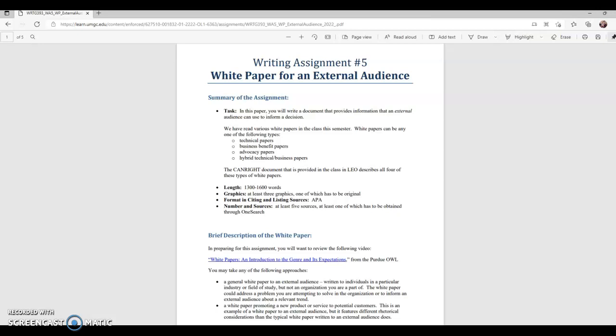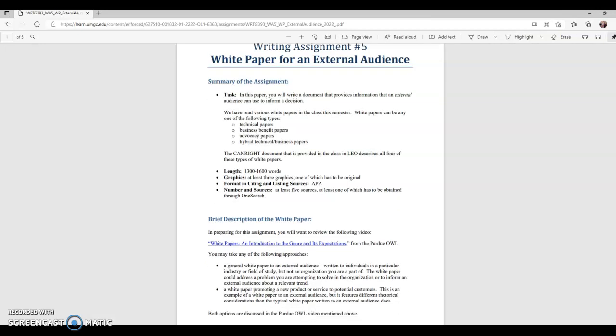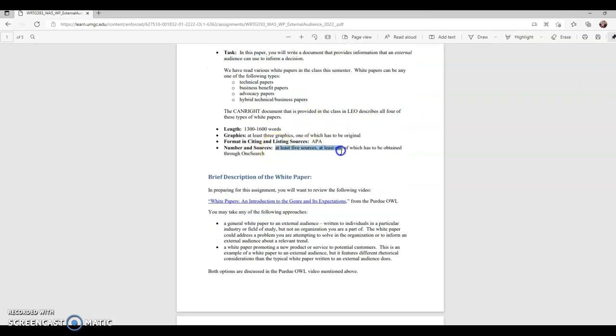Format: you're going to be citing your content in APA style. You will have 5 sources. One needs to be through OneSearch, and let me amend this note. It needs to be a peer-reviewed academic journal article. I want you to get comfortable, especially at the 300 level, with conveying data from peer-reviewed scholarly content.